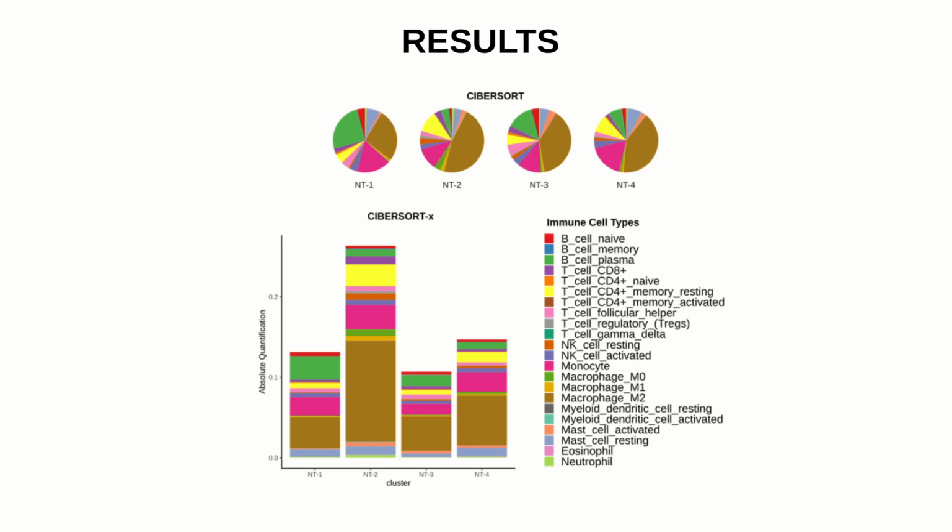We found that each cluster was associated with a specific immune composition, where the macrophage M2 population was prominent in the NT2 cluster, where the glioma bear the worst prognosis, and the monocyte population was enriched in clusters such as the NT1 cluster.